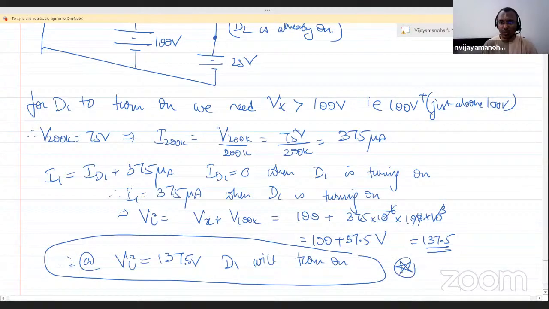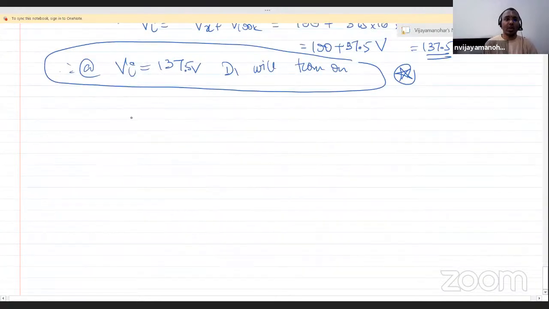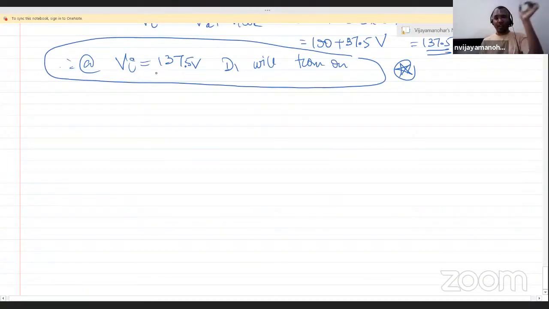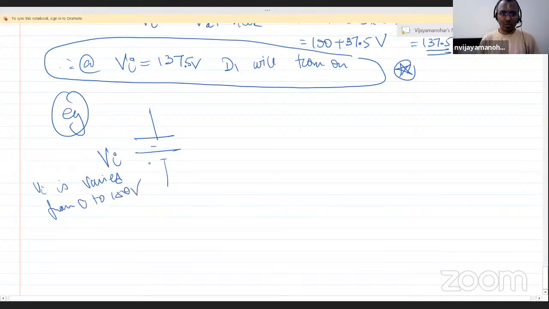This is the most important point. Clear? Now guys, many people think that because of 100K and 200K there is a huge voltage drop. That is not the point. Kindly note. Example, if this is my Vi, say Vi is varied from 0 to 150 volt.